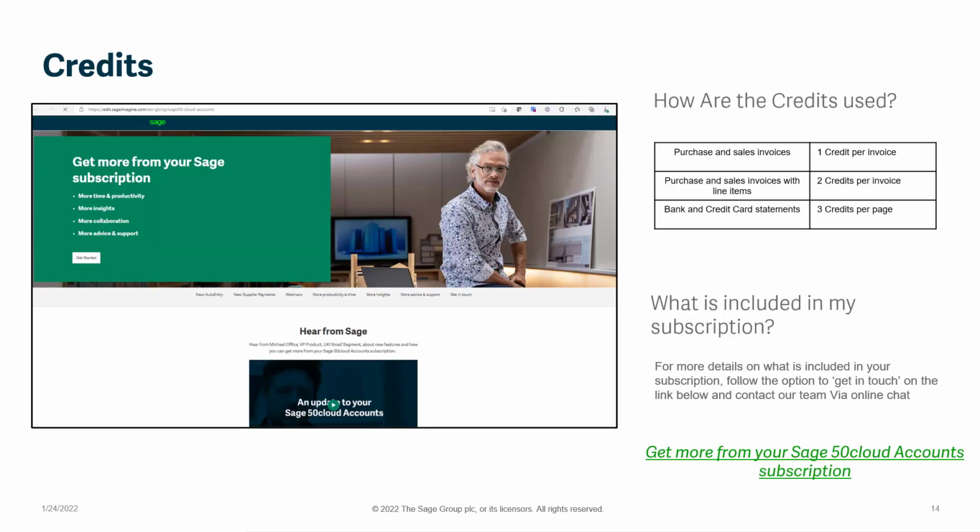Now, just to mention the credits. As part of your subscription, you will be receiving a number of credits. How these credits are used is, if it's a single line invoice, it's 1 credit per invoice. For an invoice with multiple lines, it's 2 credits per invoice. And for bank and credit card statements, it's 3 credits per page.